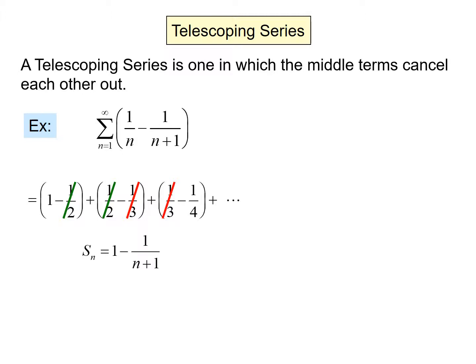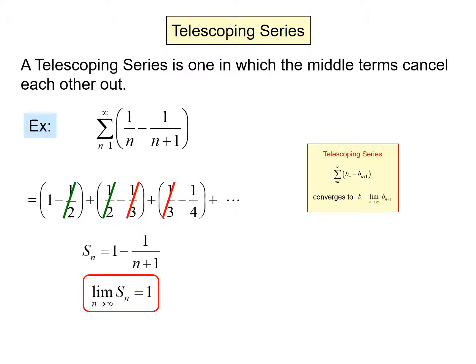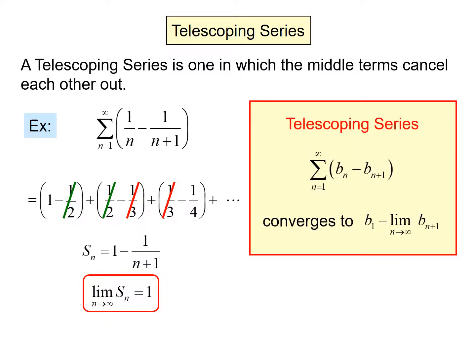So our nth partial sum would be the first term, 1, because that never cancels out, minus 1 over n plus 1. And if we take the limit as n goes to infinity, we end up with 1. So a telescoping series always converges to the first term minus the limit of that last term as n goes to infinity.